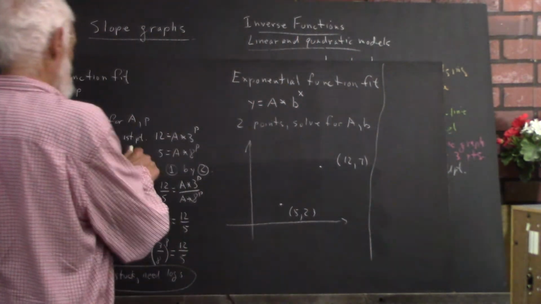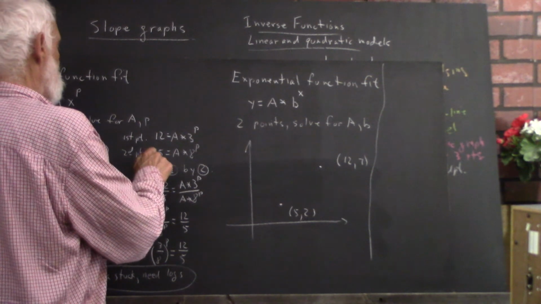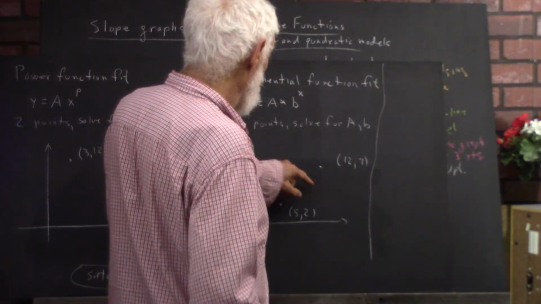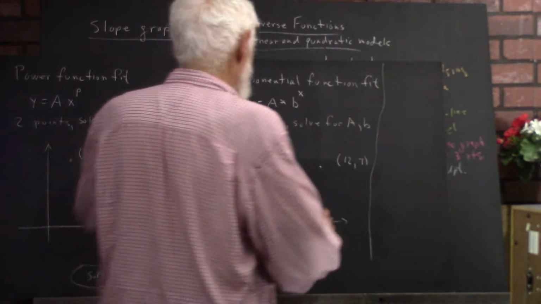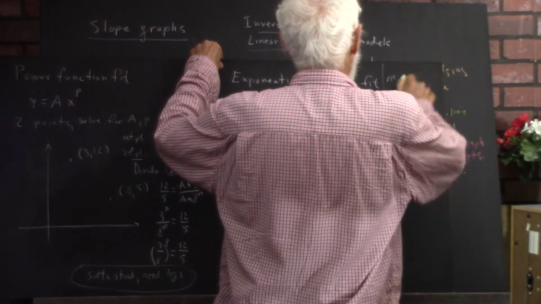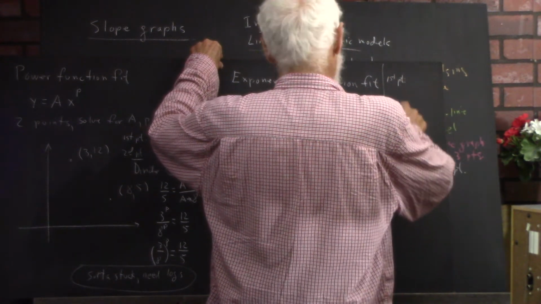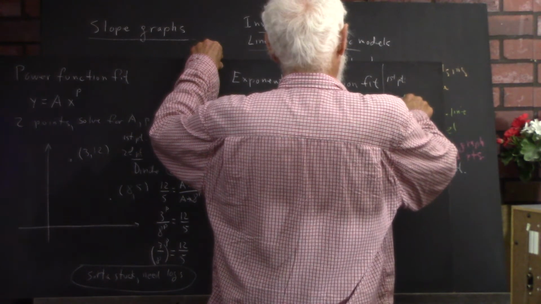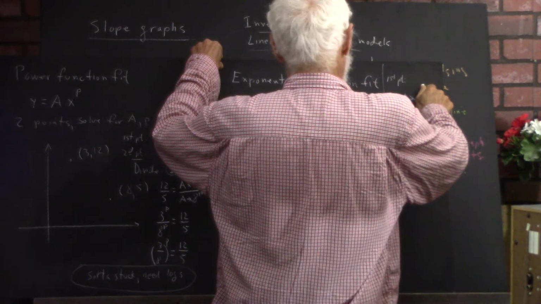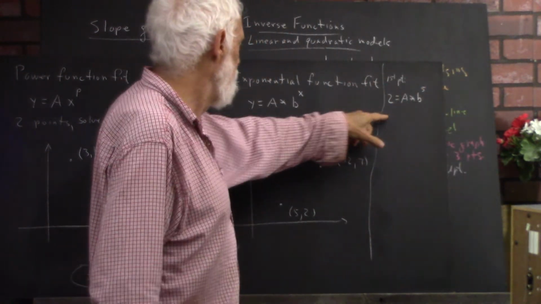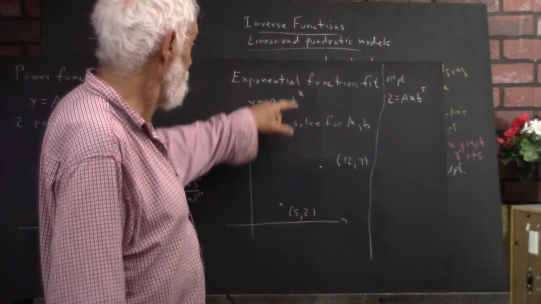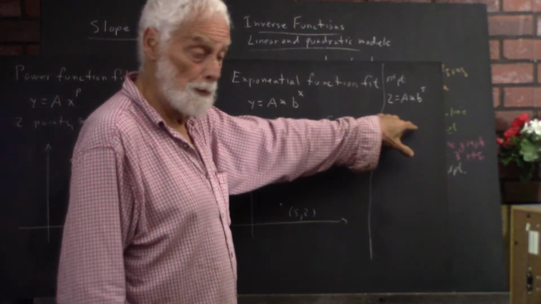Okay, so I do the same thing. First point, I didn't label the second point, but okay, we take the coordinates of the first point, plug into the form. We take the coordinates of the second point, plug into the form. The first point gives us, careful now, 2 equals A times b to the 5th. Now, y is 2 and x is 5. So if you put 2 here and 5 here, this is what you get.